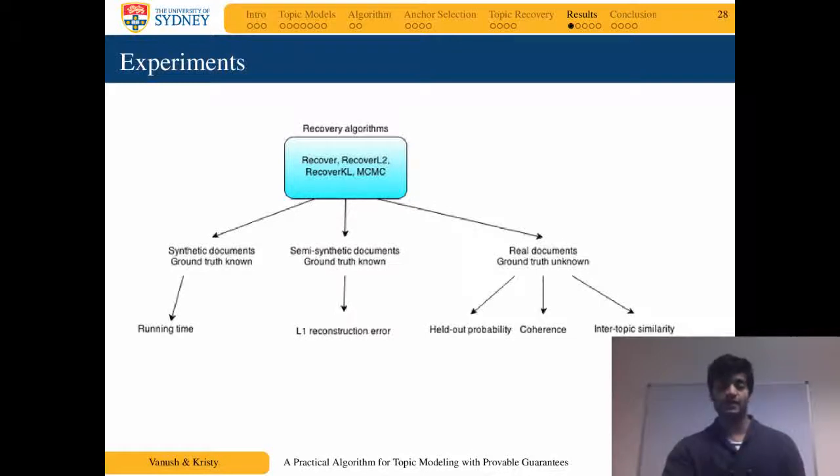Using two real-world datasets, they generate semi-synthetic corpora using an LDA model to compute the reconstruction error from the true word topic distributions and the trained model. For real documents, they use metrics such as held-out probability and coherence to quantify the performance of the model when the true parameters are unavailable. Two real-world datasets are used throughout, a large corpus of New York Times articles and NIPS abstracts.